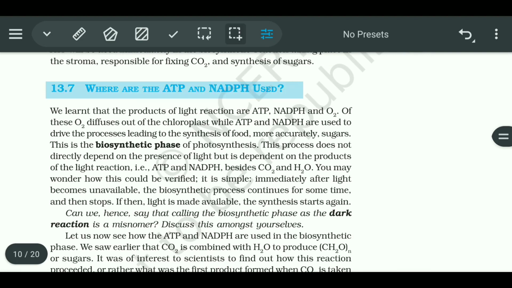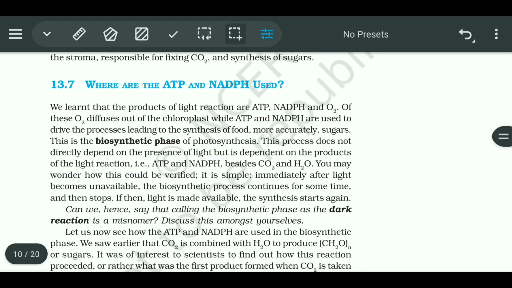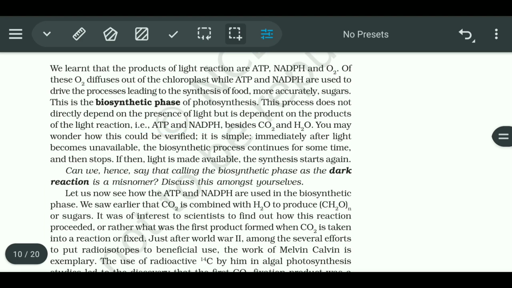13.7. Where are the ATP and NADPH used? We learned that the products of the light reaction are ATP, NADPH and oxygen. Of these, oxygen diffuses out of the chloroplast, while ATP and NADPH are used to drive the process leading to the synthesis of food, more accurately sugar. This is the biosynthetic phase of photosynthesis. This process does not directly depend on the presence of light but is dependent on the products of the light reaction, i.e. ATP and NADPH, besides CO2 and H2O.